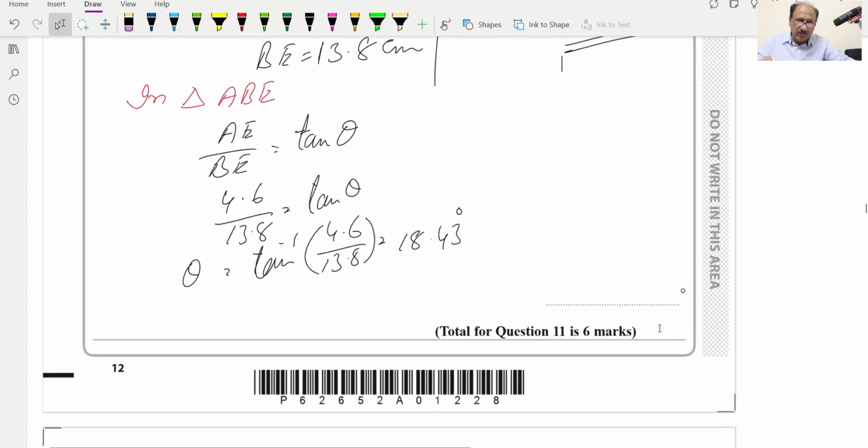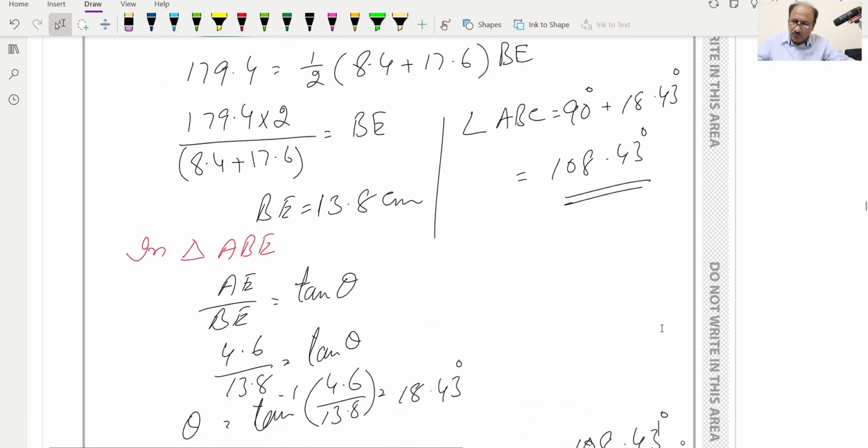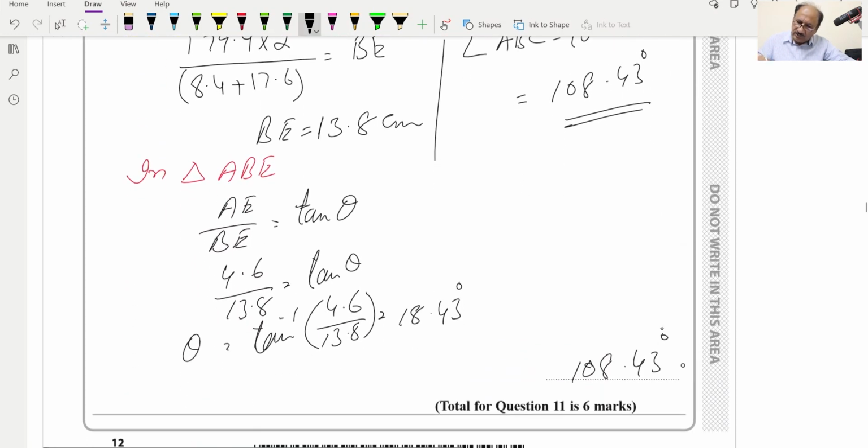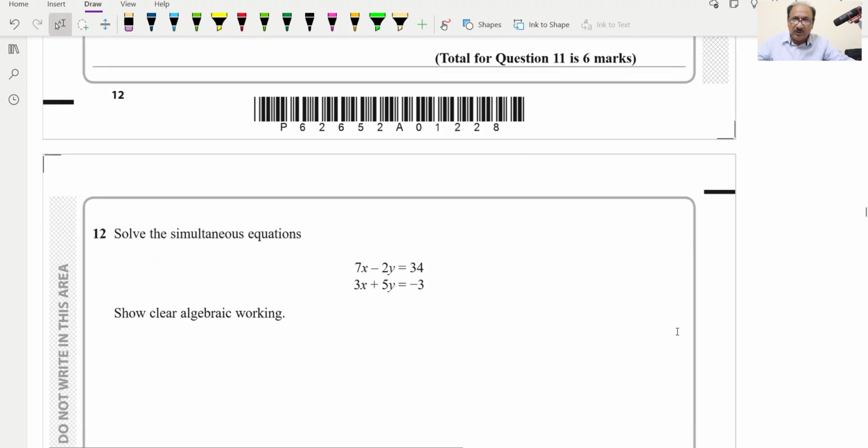So we can write over here 108.43 degrees, which is given. They are saying give your answer correct to one decimal place. So correct to one decimal place, we will remove this 3, so this degree sign is already there. This was a 6 marks question which we are done with.